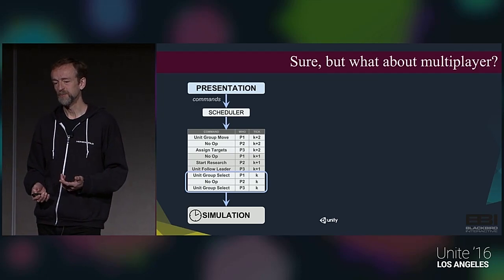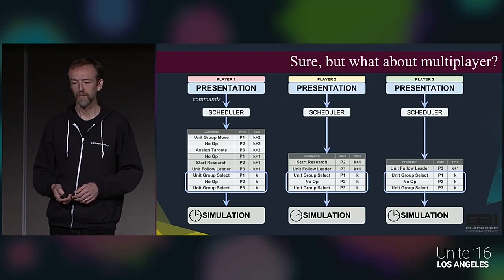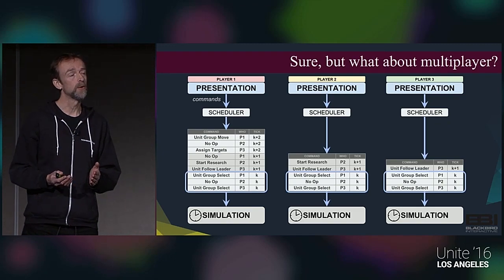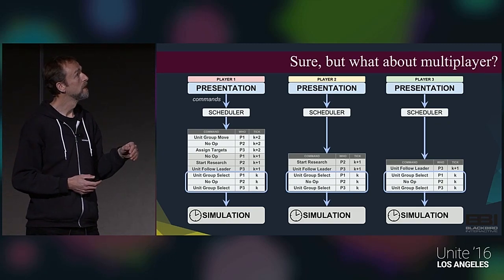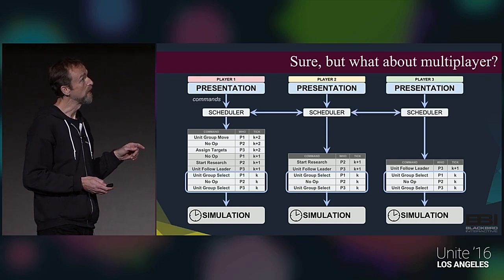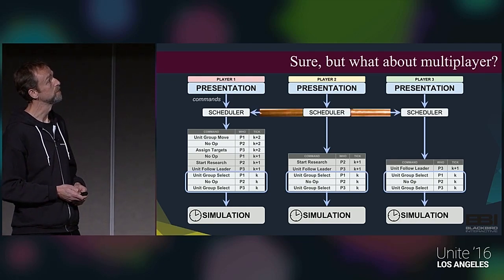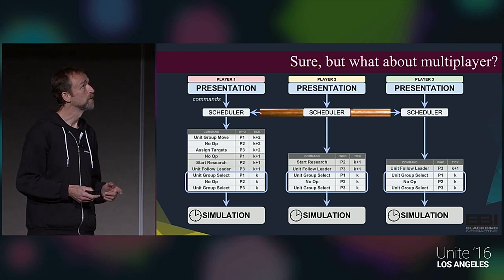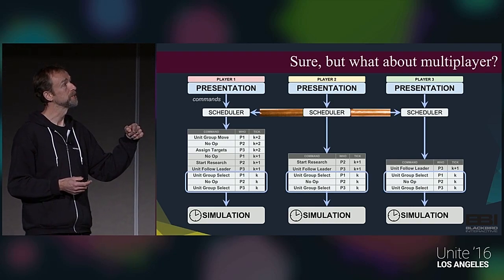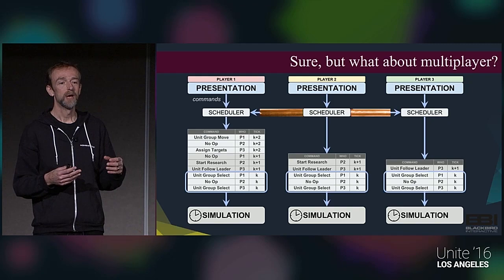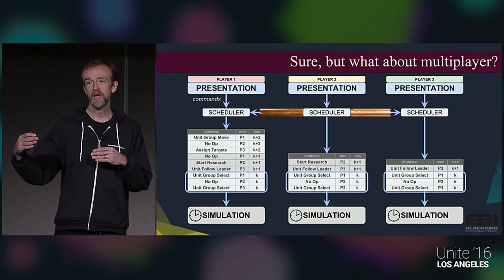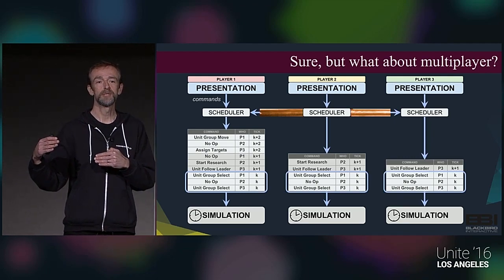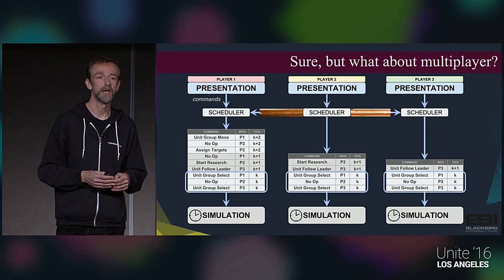I haven't said much about multiplayer, so getting back to that, what this is demonstrating is that the simulation is running on every client. Commands are being shared between players over those tubes, and commands are sent from the presentation layer into a scheduler. And what we do is we schedule a command for execution some number of ticks in the future. And that number of ticks is tuned to accommodate for the latency in the connection.